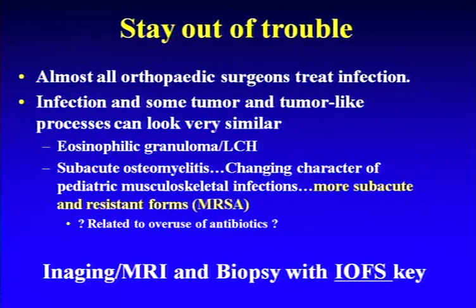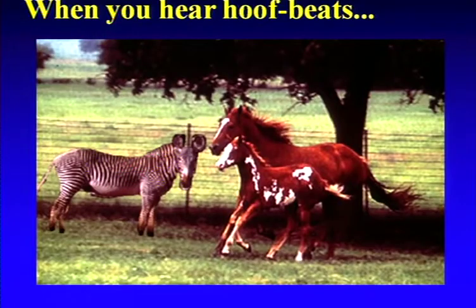And the ones we'll talk about mostly here this afternoon are eosinophilic granuloma and subacute osteomyelitis. The bottom line is that the biopsy with intraoperative frozen section will help you from missing these diagnoses. That's the punchline for this lecture. So get the biopsy. A hand-carried intraoperative frozen section is highly valuable, and the imaging, especially the MRI, can help you tell what you're dealing with.